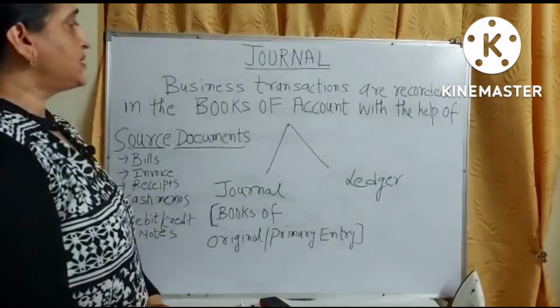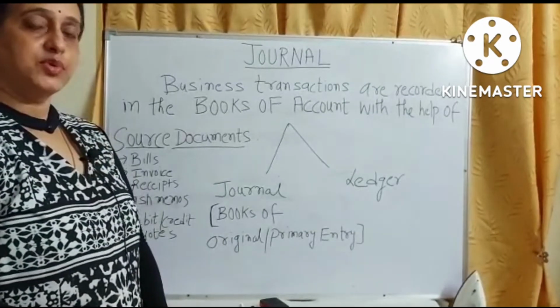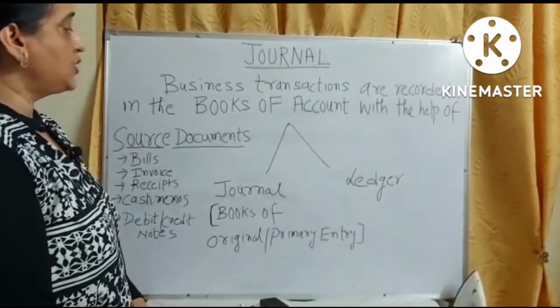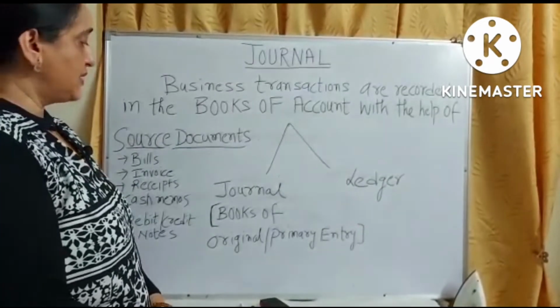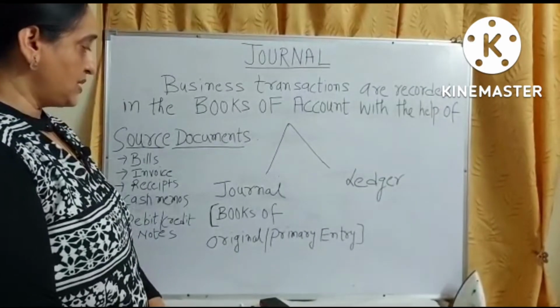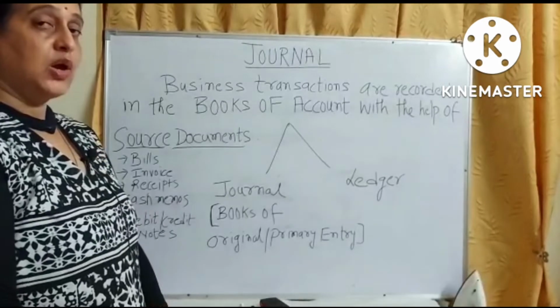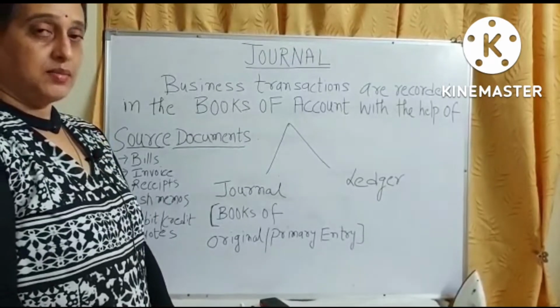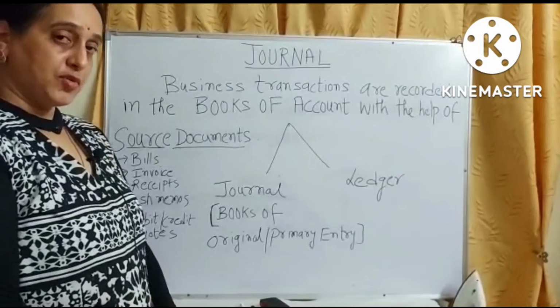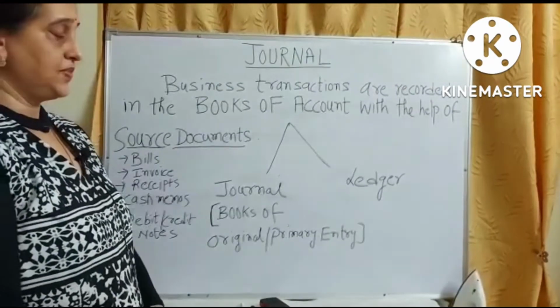As we know, business transactions are recorded in the books of account with the help of source documents. There are broadly two types of books of account. One is journal, the other is ledger. Journal is also known as book of primary entry or book of original entry because the transactions are first recorded in journal and from there they are posted in ledger.